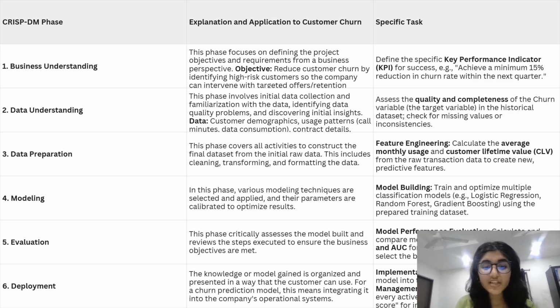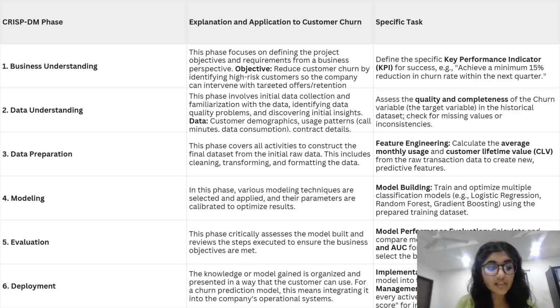Then the fifth phase is evaluation. In this phase we critically assess the model built and review the steps executed to ensure the business objectives are met. Then the specific task is model performance evaluation. Calculate and compare metrics like precision, recall, F1 score, and AUC.